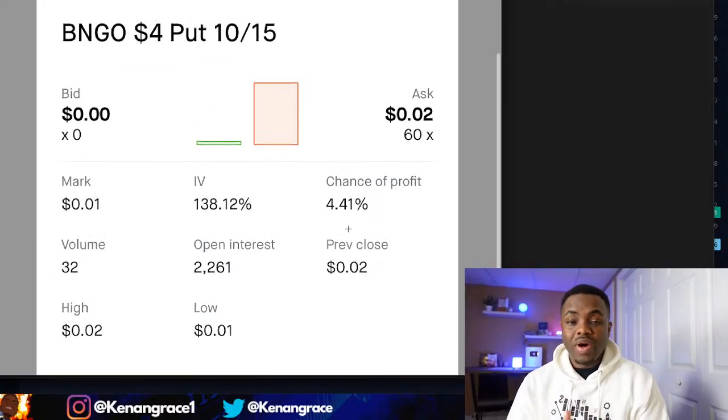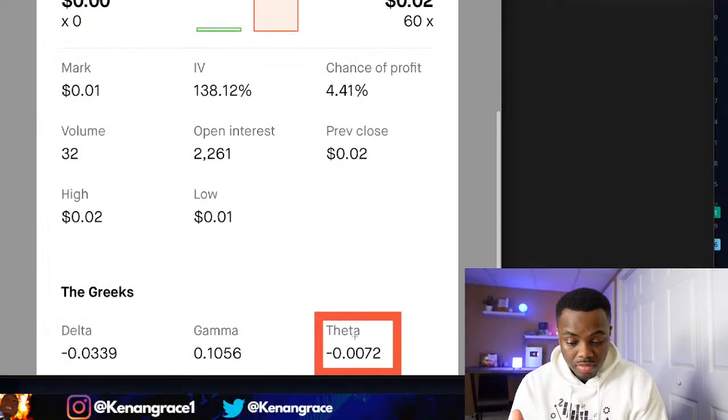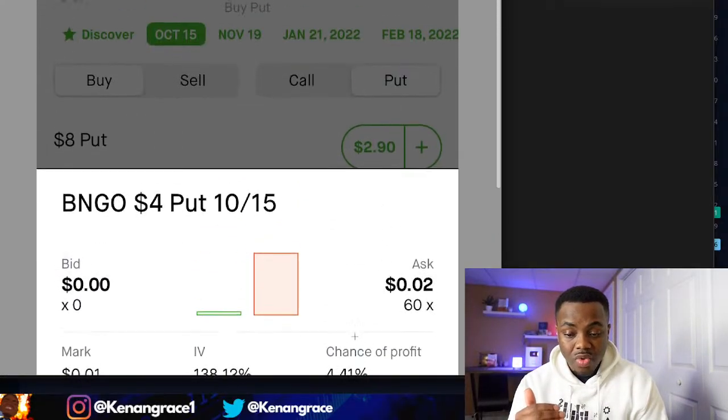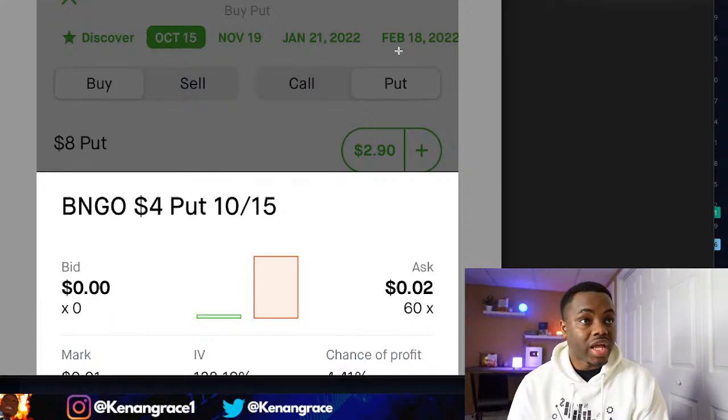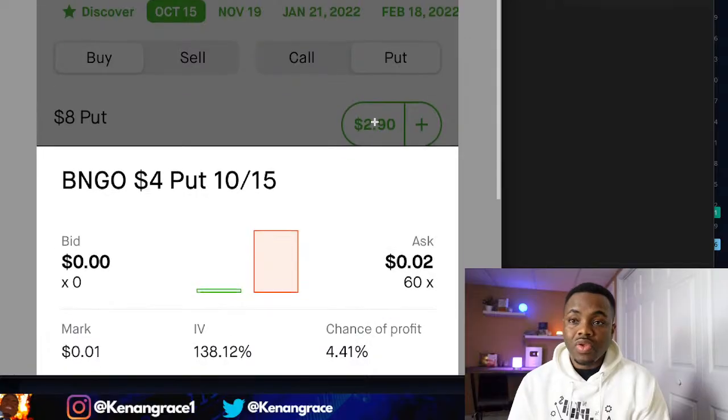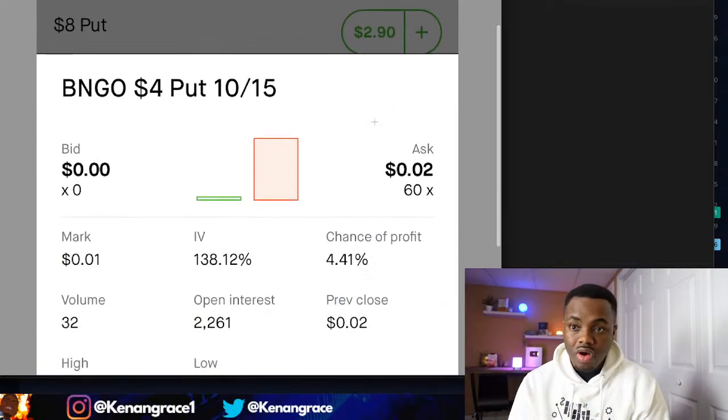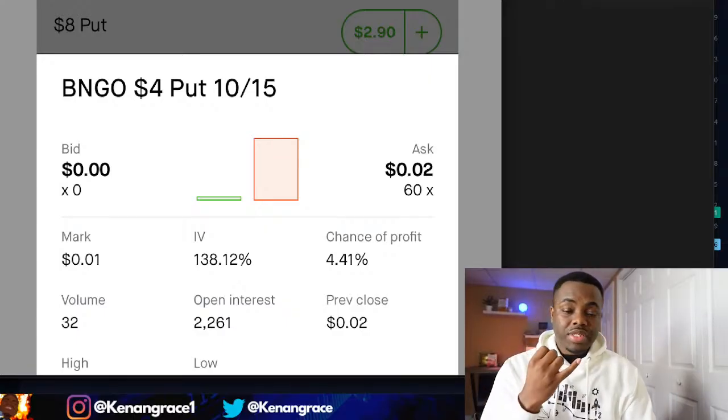But remember, if you want theta to be significantly lower, you don't pick October 15th. You have to pick a further out date. And the further out the date, the better thetas you end up getting overall compared to what you paid for the option.